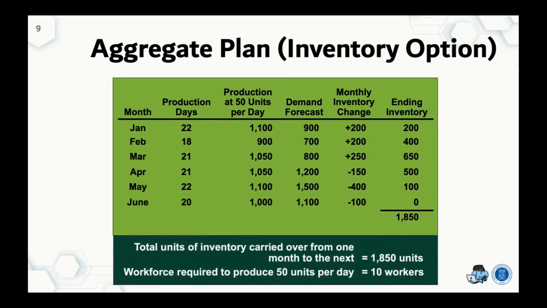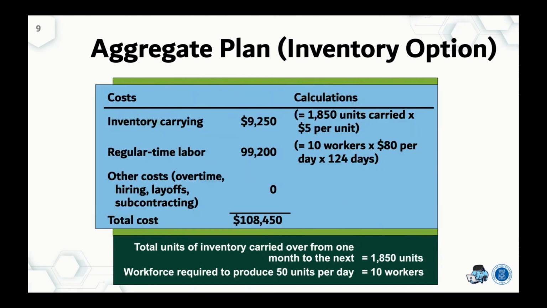Let's calculate the cost for our inventory option. The inventory carrying cost is equal to 1850 multiplied by the inventory cost, which is 5 per unit, and the regular working time for labor is 10 workers multiplied by their pay rate, 80 per day, and 124 days. So in total, we have 108,450 for this option.